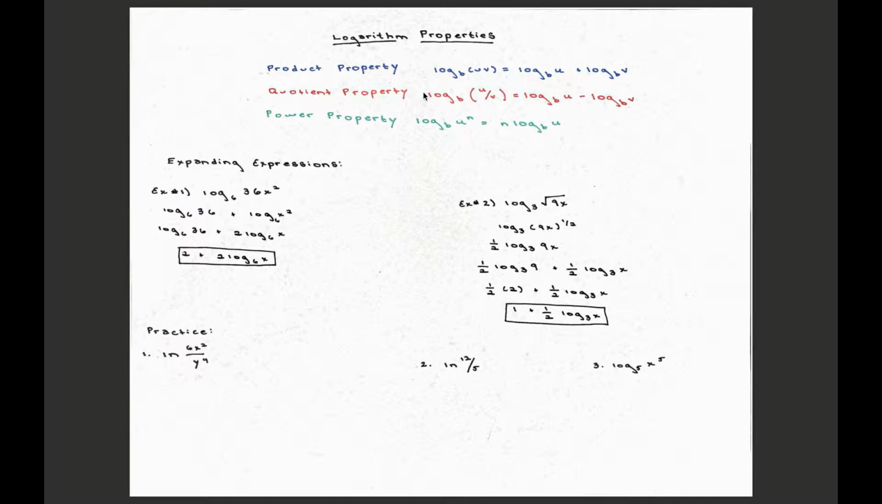The quotient property is almost identical, except now if you're dividing, you will end up subtracting the logs from each other. And then finally, the power property, what it tells you is if you have log base b of u raised to a power, u raised to n, then you can actually move this n in front and it would look like this. So let's look at some practice problems.